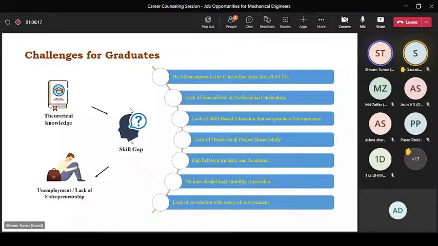No interdisciplinary mobility is possible. Industry is not coming to your college and training you, so there is no interdisciplinary mobility. There is a lack of correlation with the need of the environment. Whatever is the need of the industry, there is no correlation with the colleges. These are the challenges that engineering graduates are facing today, which ultimately, whenever you are going for interviews and they ask you all those things, make it challenging to crack the interviews.